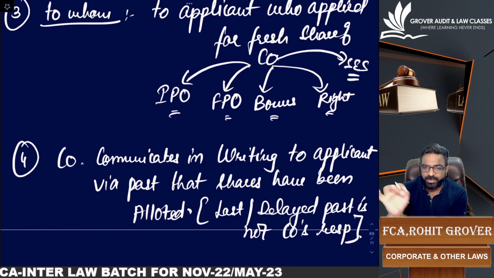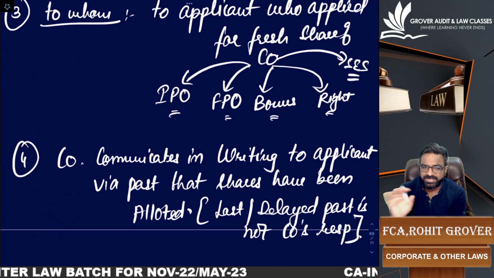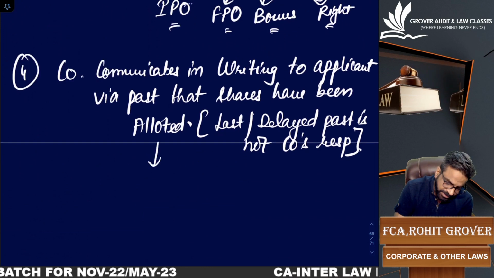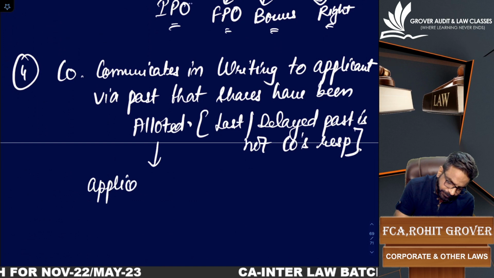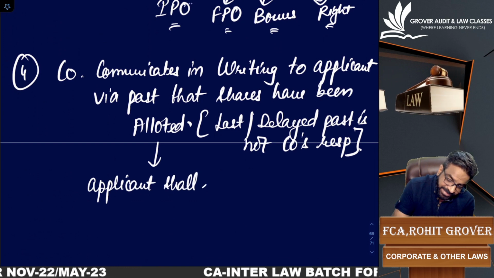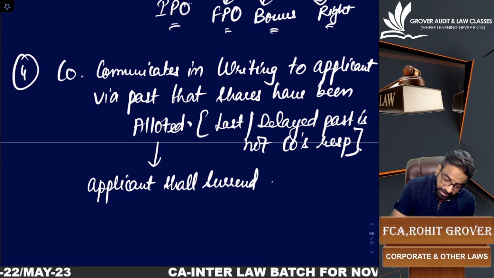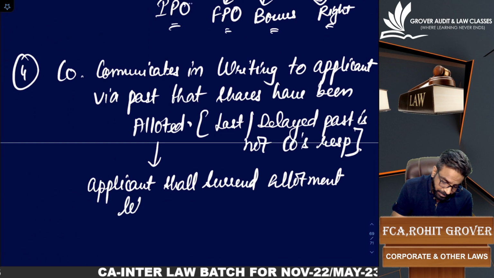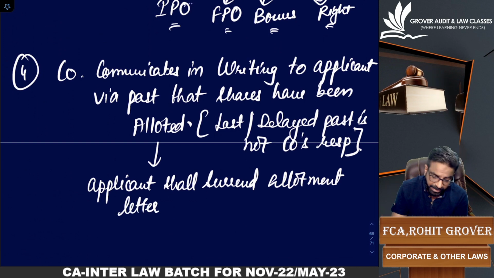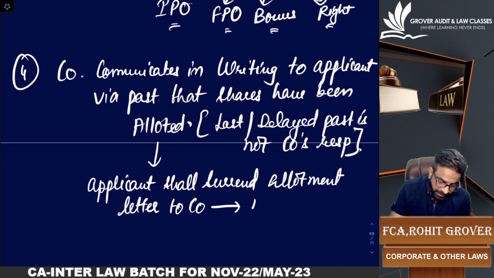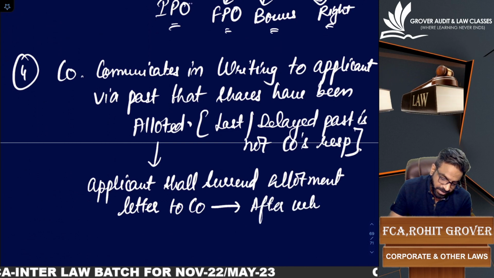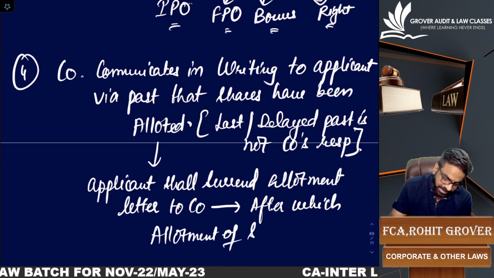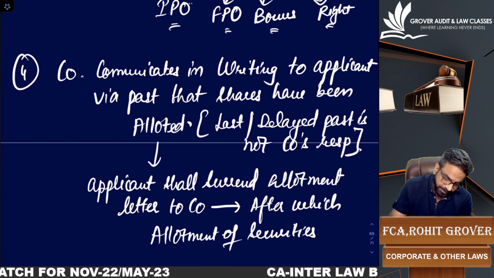The company communicates in writing to the applicant via post that the shares have been allotted. So what will happen next? The applicant shall surrender the allotment letter, the letter which you got, to the company, after which allotment of securities will be made. Did you get the point?